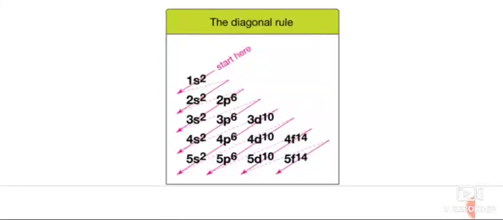Children, today we are going to see a very important topic, that is the distribution of electrons in the orbitals of an atom. What do we call this? Electronic configuration. While filling electrons in the electronic configuration, we have to keep three rules in mind: Pauli's exclusion principle, Hund's rule, and the Aufbau principle.